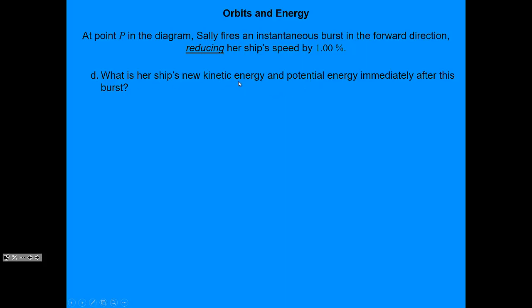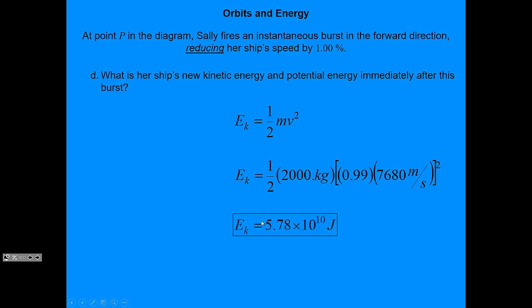Part D, let's find her new kinetic energy and her new potential energy immediately after the burst. So before she does anything to her orbit, basically she's at point P. Well, her kinetic energy would be 1/2 m times her new speed. Her new speed would be 99% of her old speed. You see how I did that? She reduced it by 1%, so 0.99 of the speed you calculated earlier. And don't forget you square this whole thing. So her kinetic energy is now 5.78 times 10 to the 10th joules.